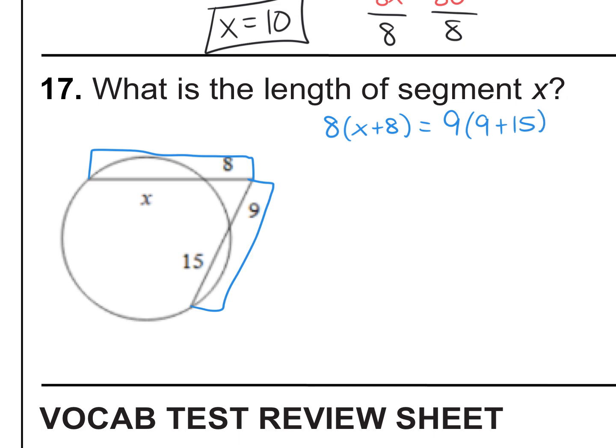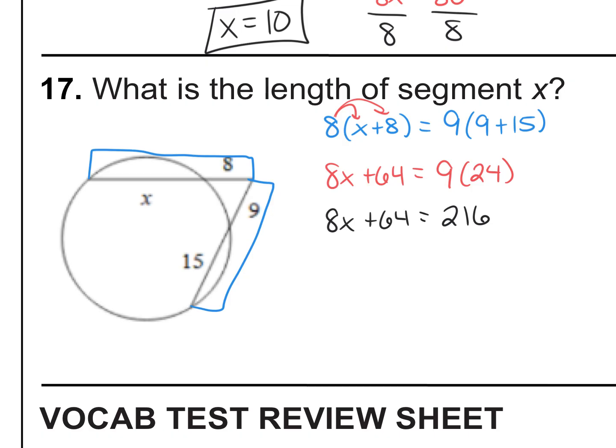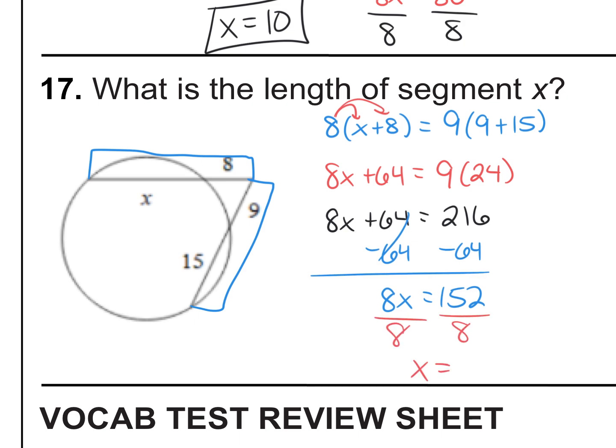Yes. Okay, we already talked about this left side. We distribute to both. 8x plus 64. Here, I can distribute if I wanted, but what can I also do? Add those together and then multiply. So I get 9 times 24. So let's multiply that out. What is 9 times 24? 216. From here, what do I do? Subtract 64. 8x equals 152. Last step here. Divide by 8. X equals 19.